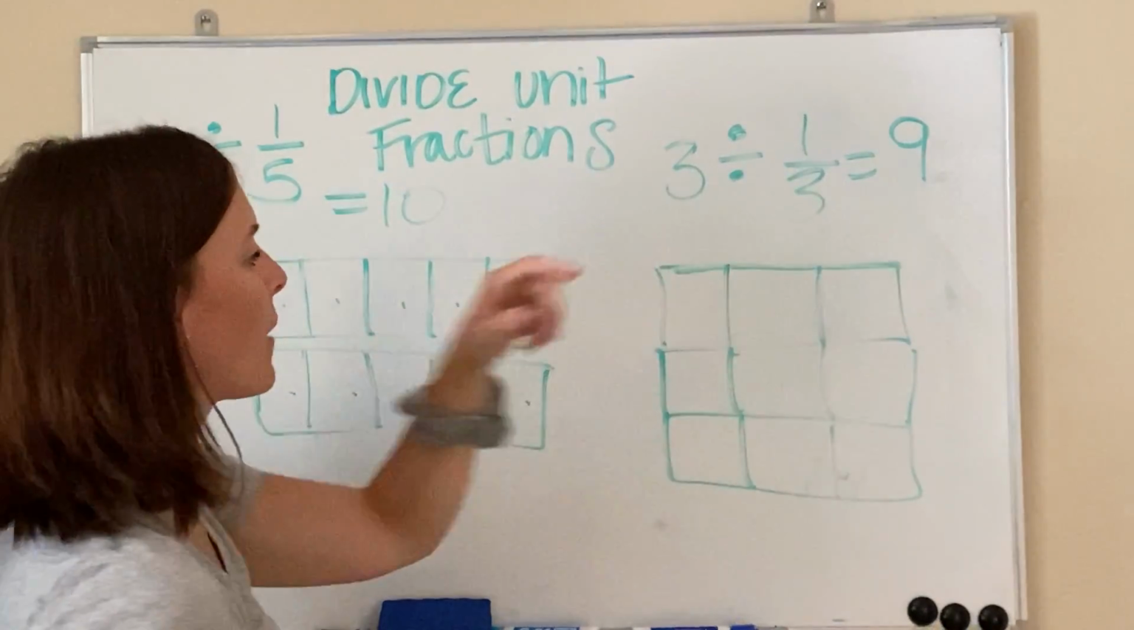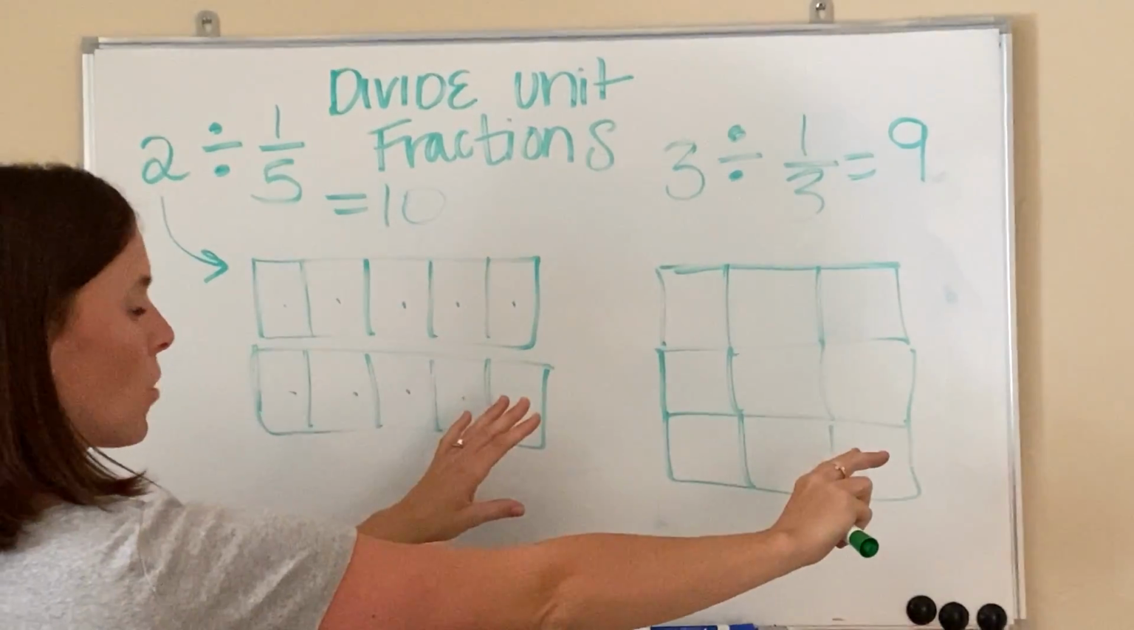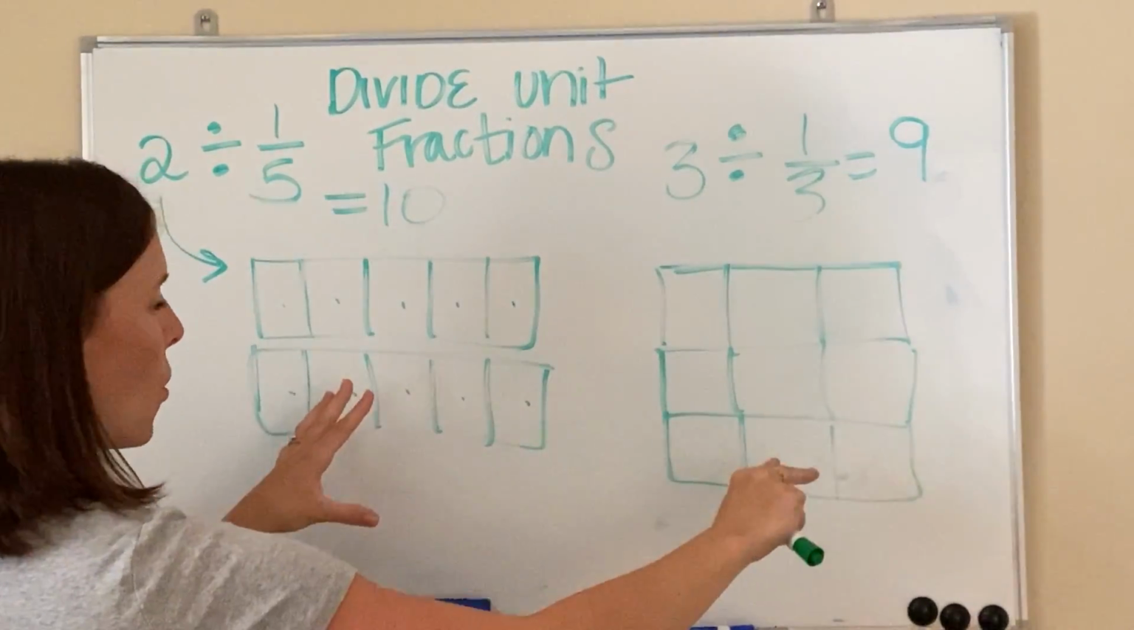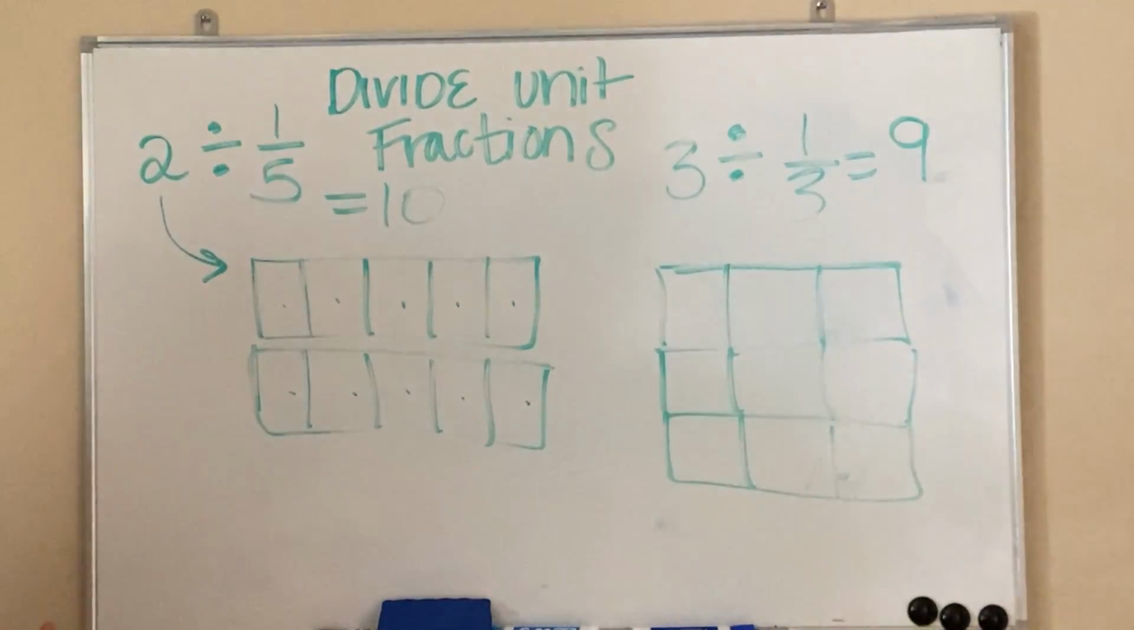Okay, so that's how you divide a whole number by a unit fraction. The whole number tells you how many wholes to draw, and then the fraction tells you how many pieces are in each whole. Your answer is how many total pieces you created.